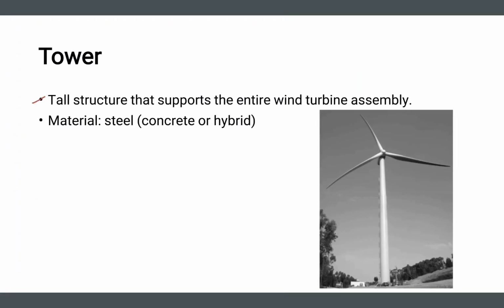Next component is the tower. A tower is the tall structure that supports the entire wind turbine assembly. As you can see, we need to mount this wind turbine at a certain height from the ground, because if we mount it here, the wind conditions are not appropriate to generate enough speed. So we mount it where wind conditions are better. This structure needs to be very strong, and the material is usually steel, could be concrete or hybrid. The reason for this structure to be strong is that it has to carry the weight of the rotor, nacelle, generator, gearbox, and all of the other components, which could be very heavy.